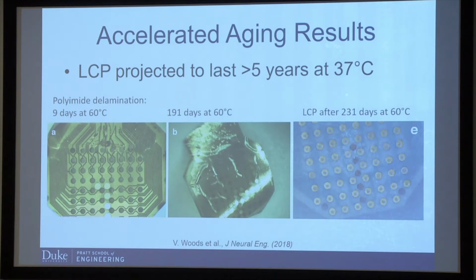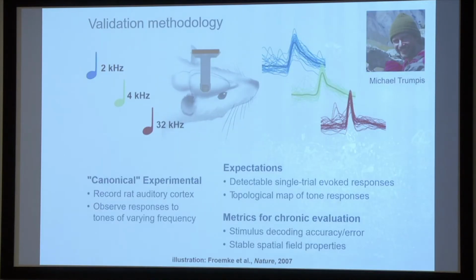So we haven't seen any of our LCP devices delaminate, and typically all of our soak testing has been limited by our soak testing setup failing before the electrodes. So how do we validate this in vivo? We then took these devices and implanted them in rat auditory cortex.